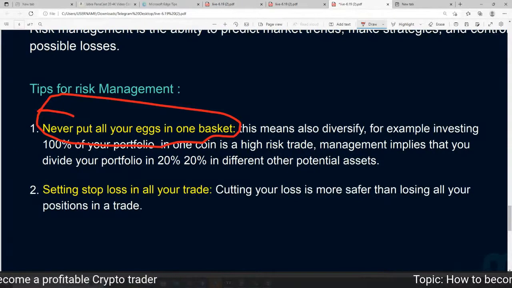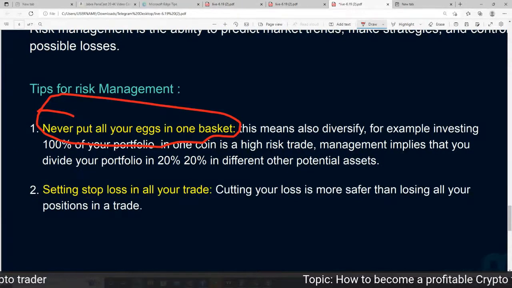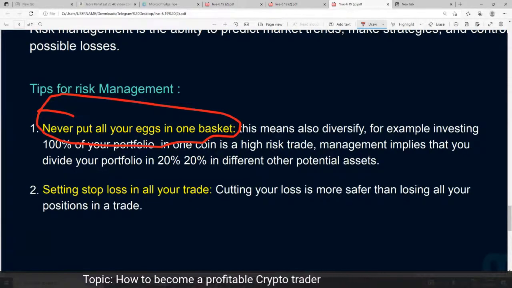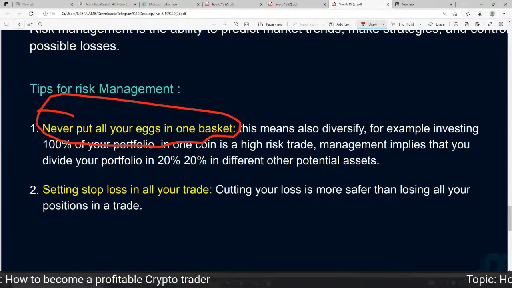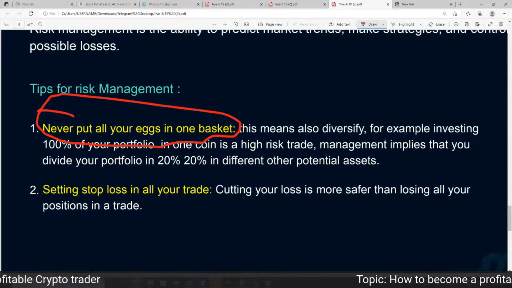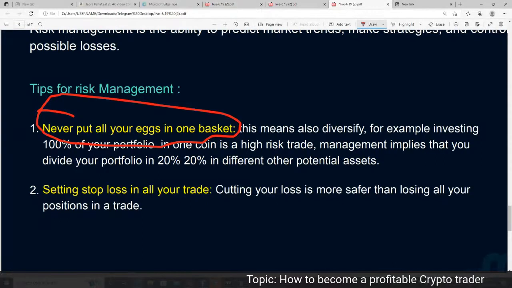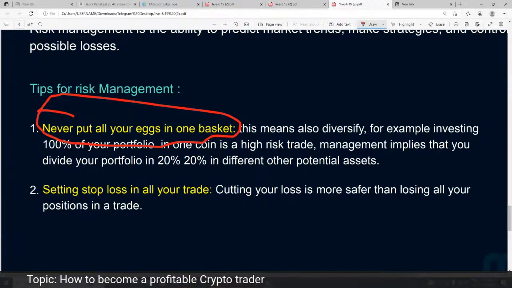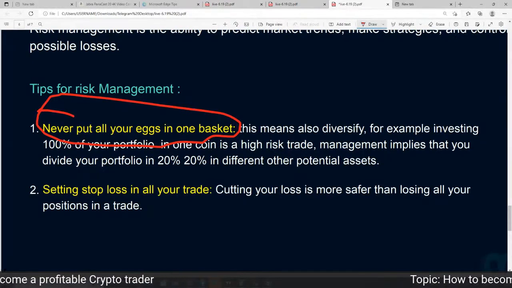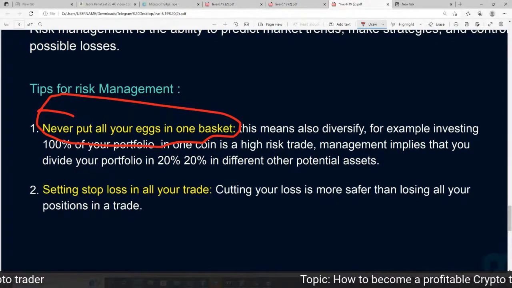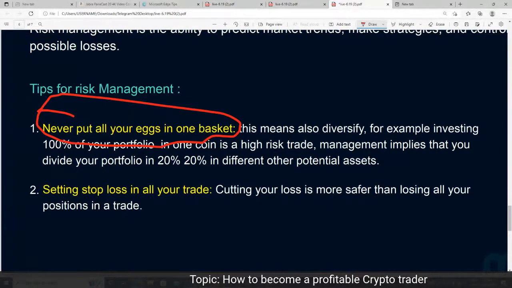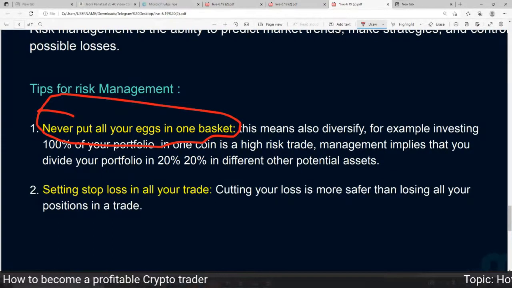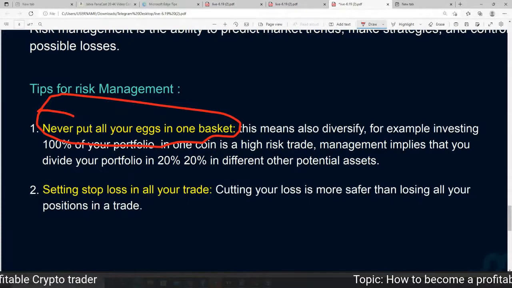Using that full $100 to buy one coin alone because someone gave you a signal. What happens when that coin starts depreciating? You will lose that $100, and you will say crypto is a scam, or you will say crypto is a Ponzi scheme, like they are saying right now.